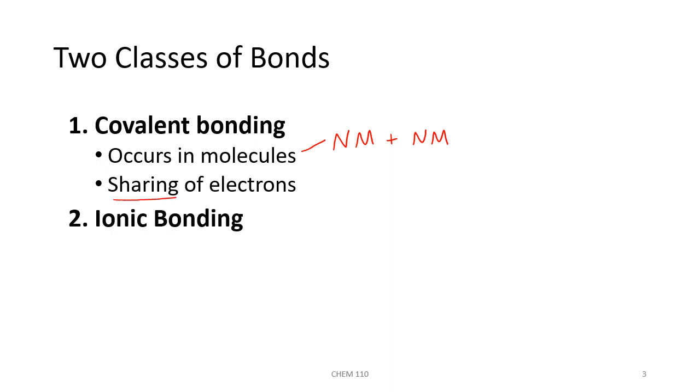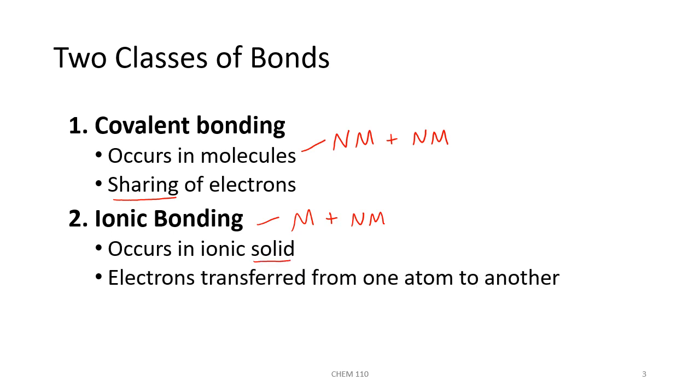The second type is ionic bonding. Ionic bonds form from the combination of a metal with a nonmetal. Typically, compounds that have ionic bonding are solids because ionic bonds are so strong. And when we have an ionic bond, the electrons are not shared like they are in a covalent bond. Instead, they're transferred from one atom to another atom.